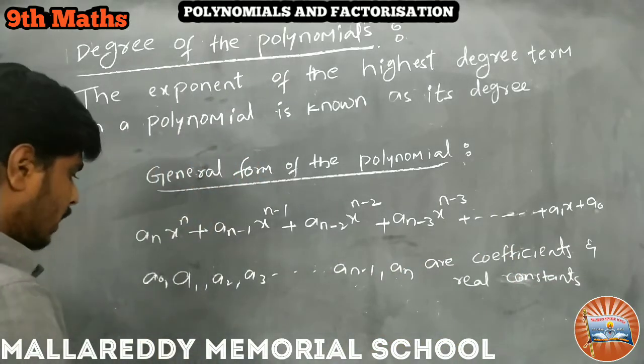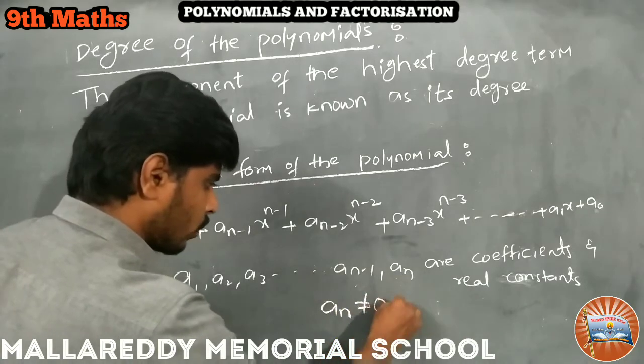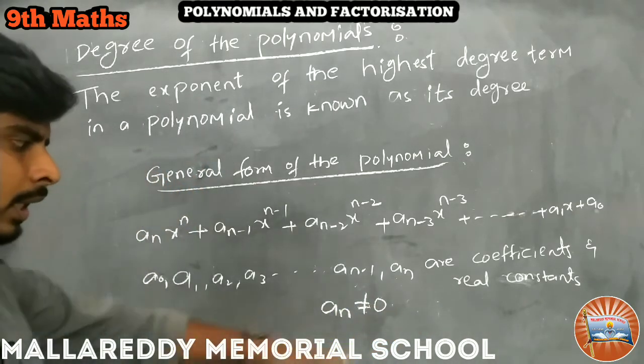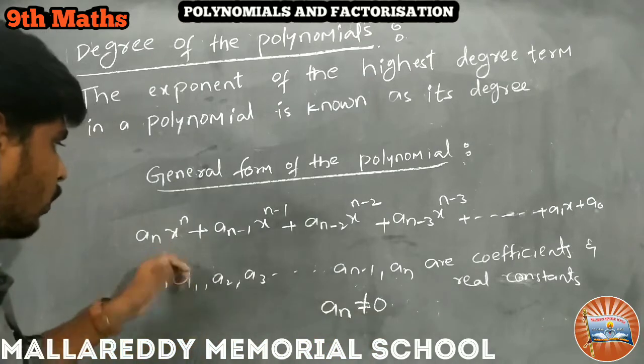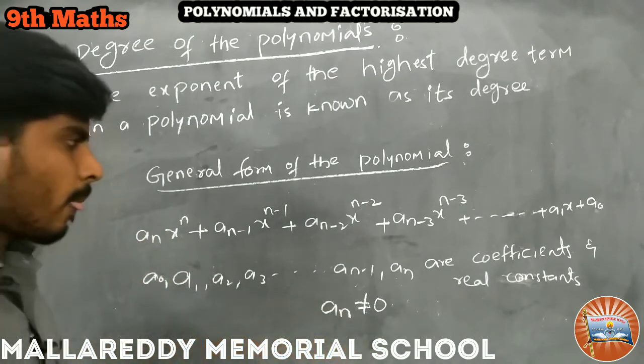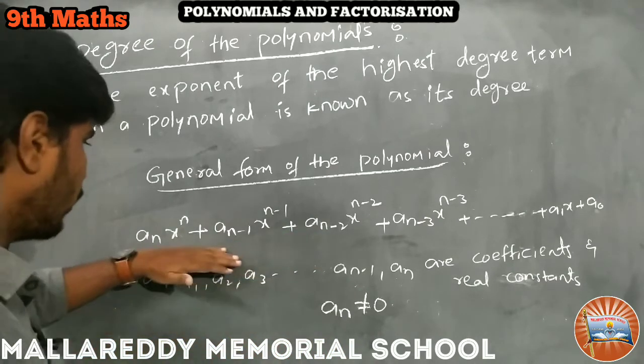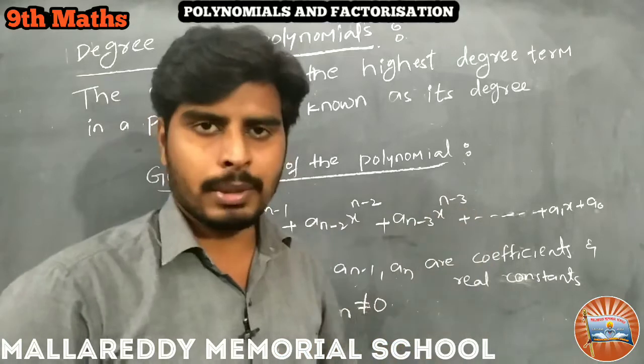And one condition to remember here: an is not equal to 0. This term must not be equal to 0. This is about the general form of the polynomial. You have to learn this general statement by heart.